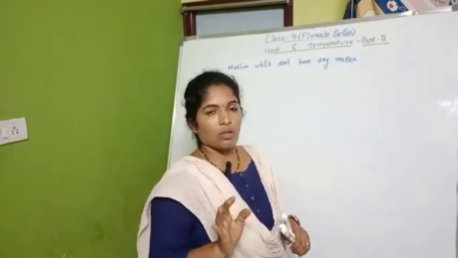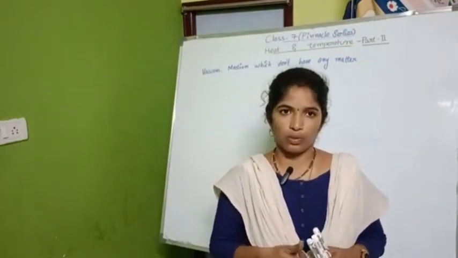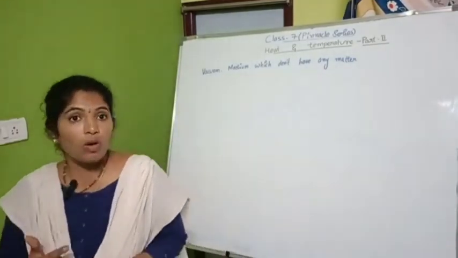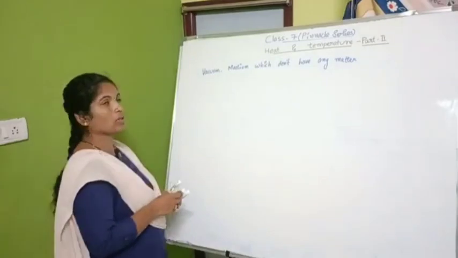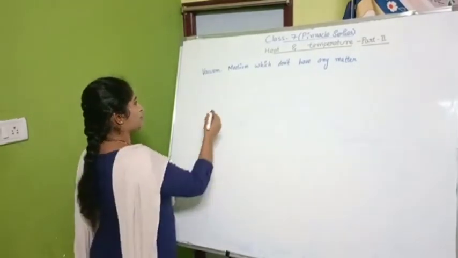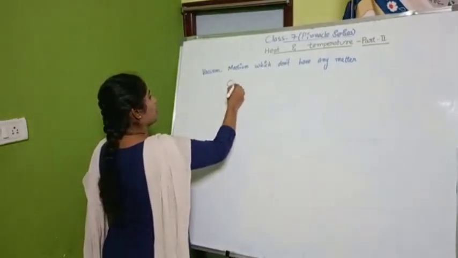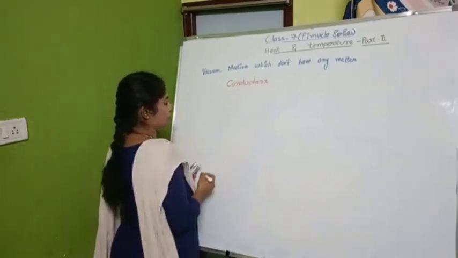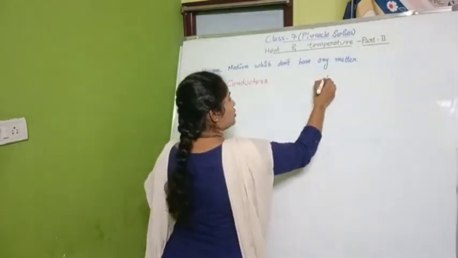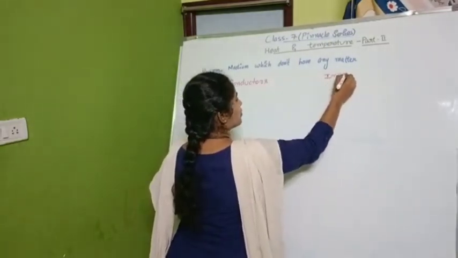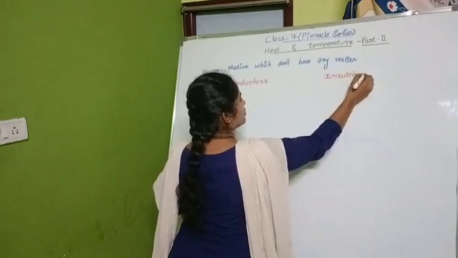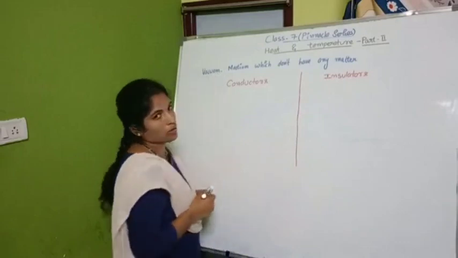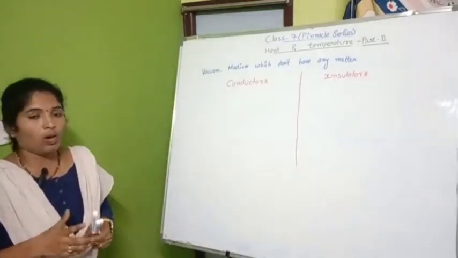All the substances will not allow the heat to transfer through them. Some will allow, some will not allow. Based on that property, the substances are divided into two types: conductors and insulators, based on whether the substance will allow the heat energy to transfer or not.